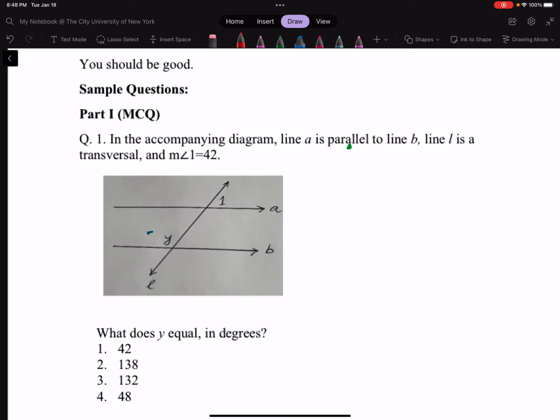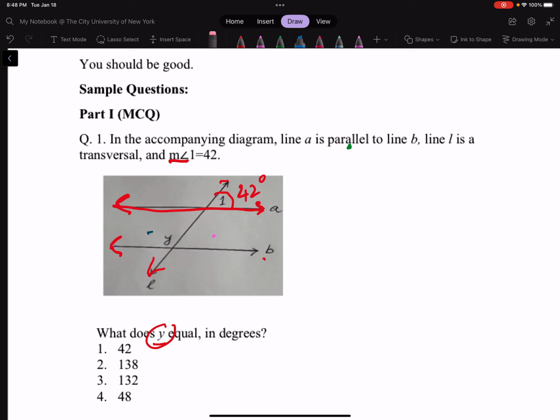It says in the accompanying diagram, line A is parallel to line B. The line L is the transversal. So measure of A is 42, so this guy is 42 degrees. Now, what does Y equal? That means how much is this angle? If we can find out this angle, we can easily say on a straight line, these two angles are supplementary. So we can subtract this value from 180 and get Y.